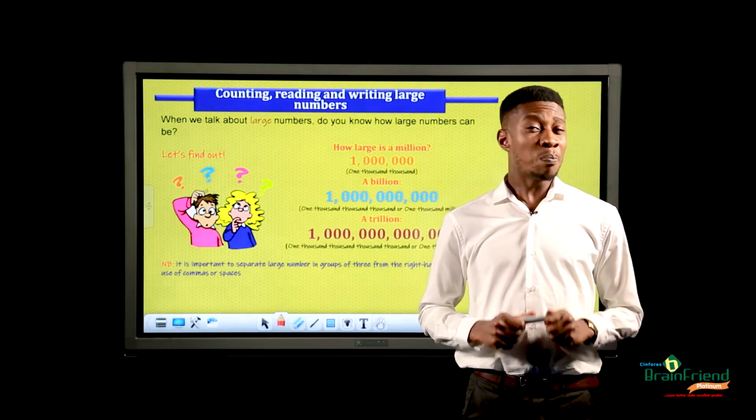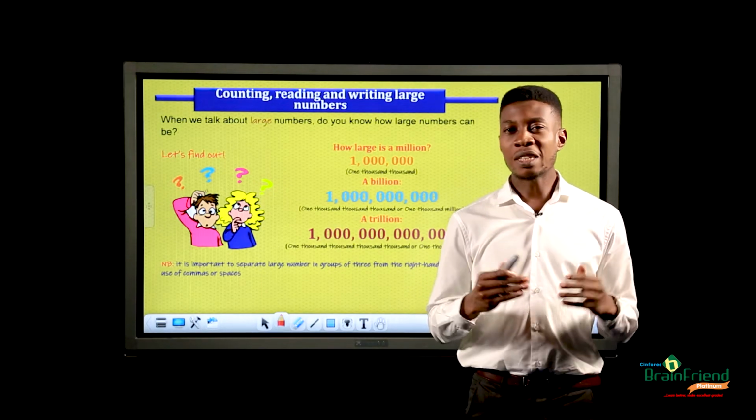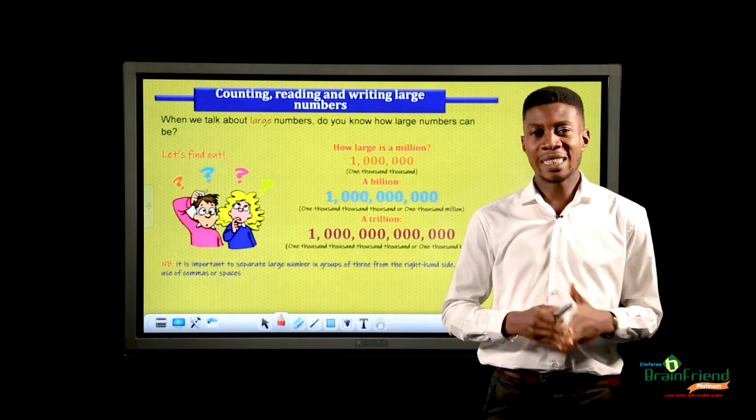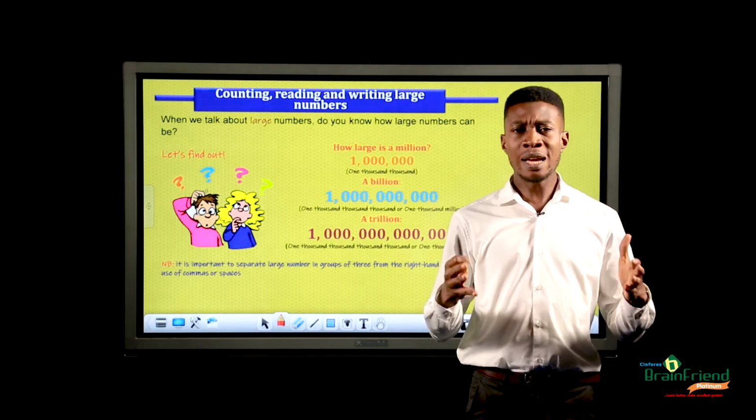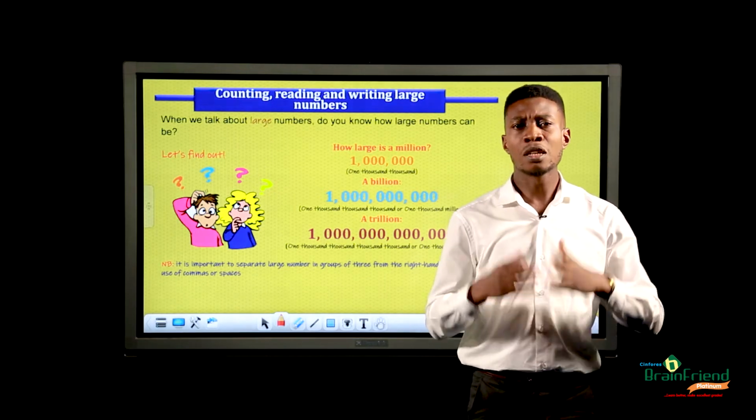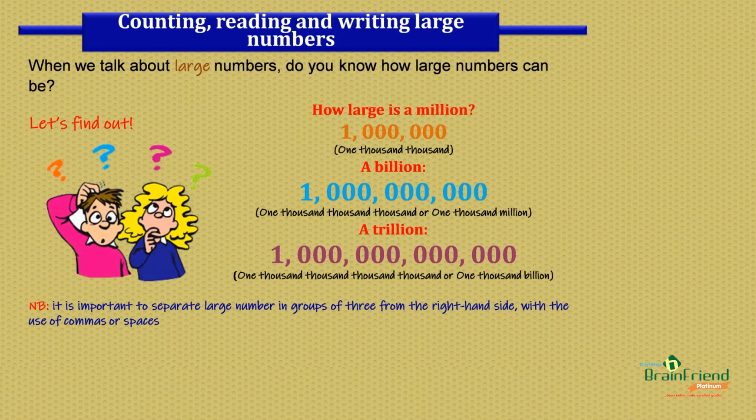Recall that in part 1 of this lesson, we learned about millions and billions. In this lesson, we'll be going further to learn about larger numbers, trillions. 1 million has 7 digits. 1 billion has 10 digits. And now, a trillion has 13 digits: digit 1 and 12 zeros.